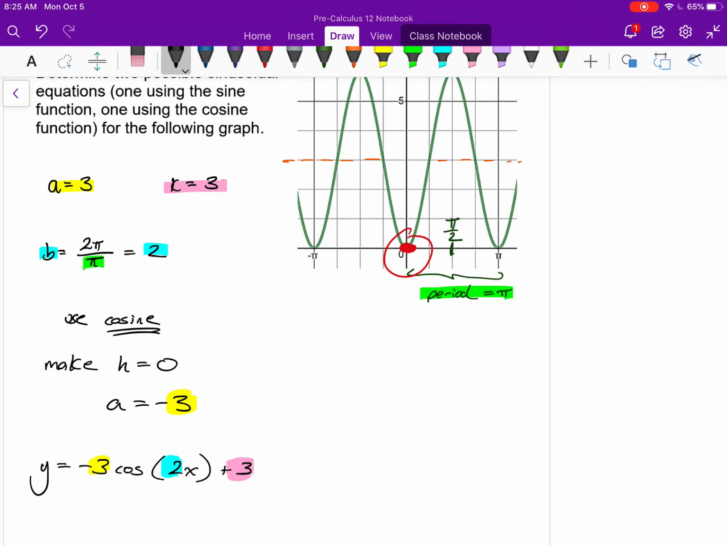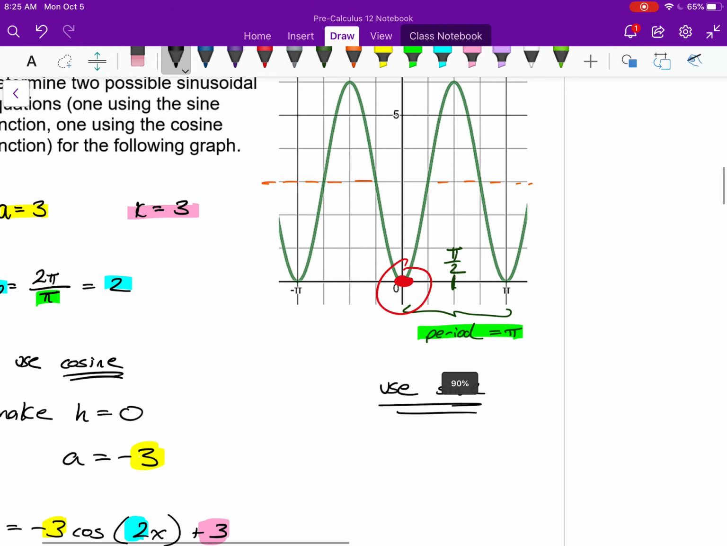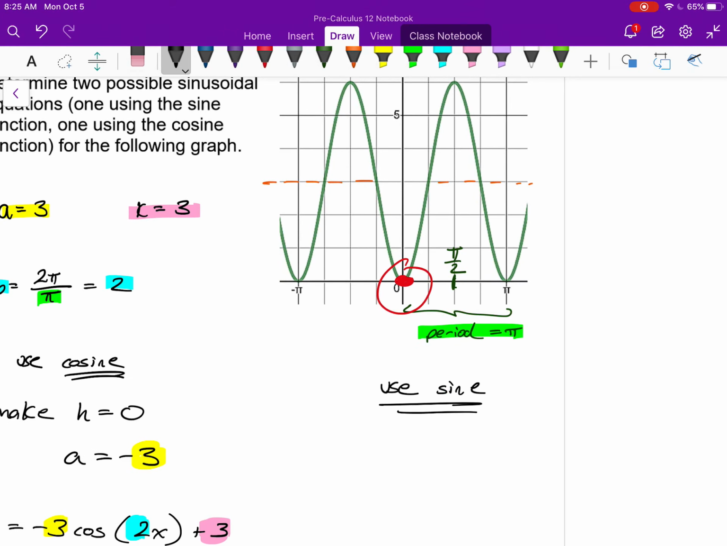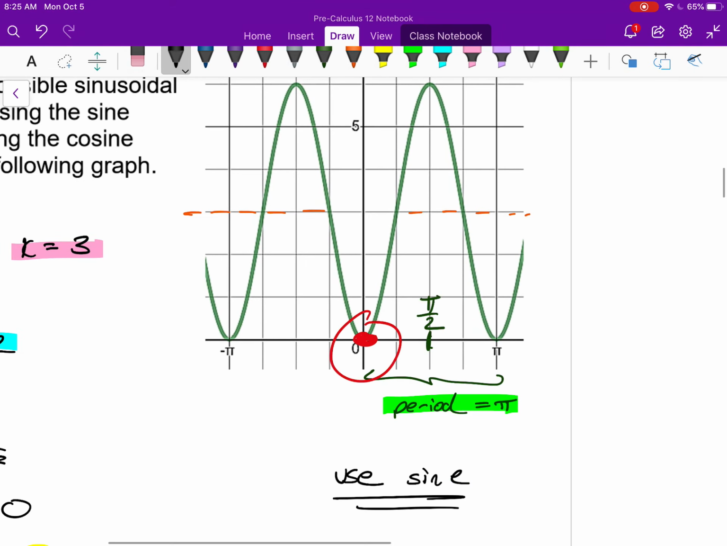But I do want to mention how I can also use this with sine. So if I want to use sine here, I need to find a point on the center line, either going up or going down. Going up is probably easier because then I don't have to reflect it. And so on the center line, how would I look? Right here. That point is on the center line, and it's going up. So I'm going to use that as my starting point.